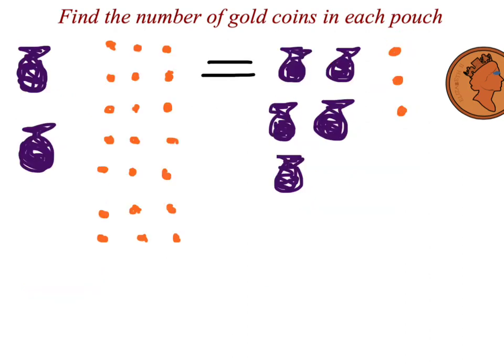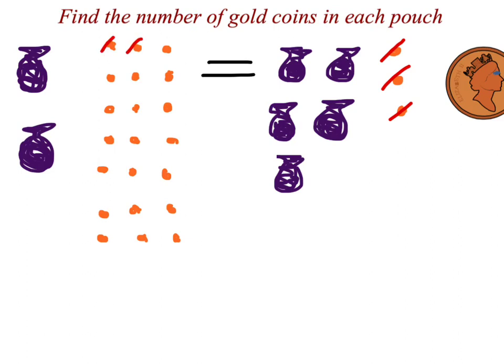Here we go. On the left side of the equal sign, I have 21 coins and 2 pouches. On the right side of the equal sign, I have 3 coins and 5 pouches. So I'm going to start with my coins, and I'm going to cross off the fewest number first. So on the right side, I have 3 that I am taking away, so essentially I'm subtracting 3 from the right.